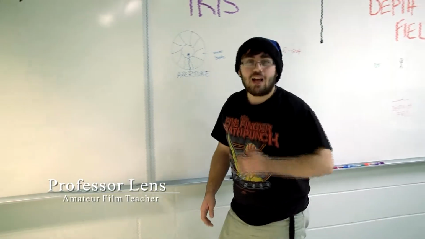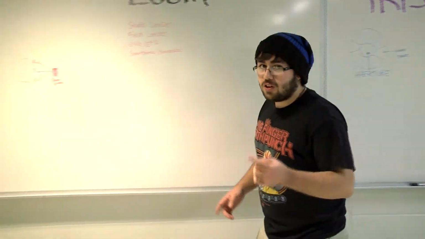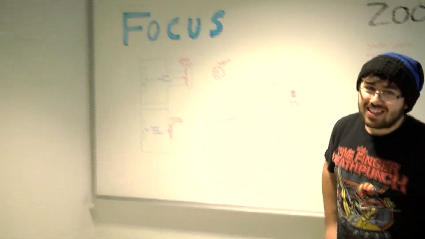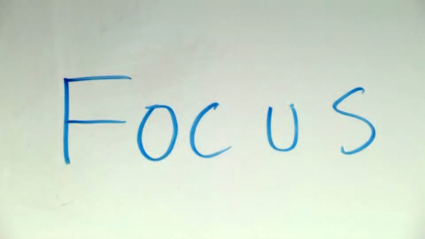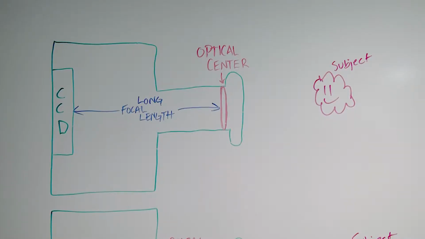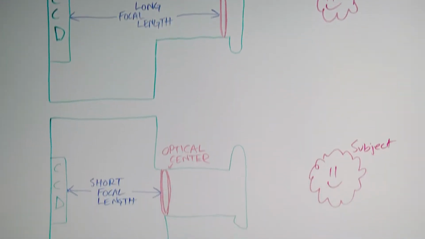Please take a seat. I'm teaching a great lesson today. The first lesson is going to be on focus. Focus is when any image looks sharp and clear. Now, do you see how the image looks distorted and illegible? The distance between the optical center and the CCD is known as the focal length.